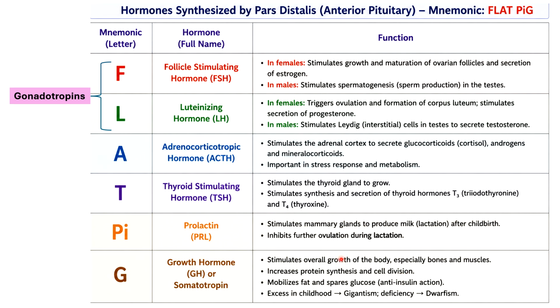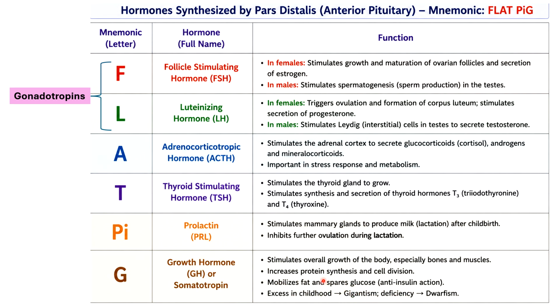So what does prolactin do here? Prolactin produces mother's milk after childbirth. Also, it inhibits the ovulation during the lactation period. Clear? Next hormone is G, or the growth hormone, which is also known as somatotropin. It stimulates the overall growth of the body, bones, muscles. How? By increasing the protein synthesis as well as the cell division. It also mobilizes and utilizes the glucose.